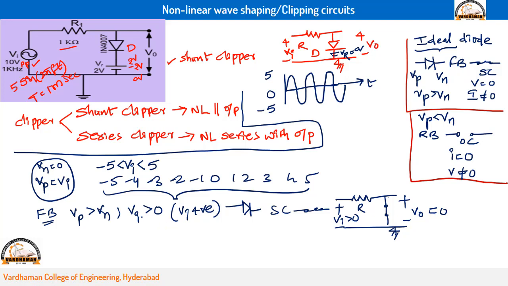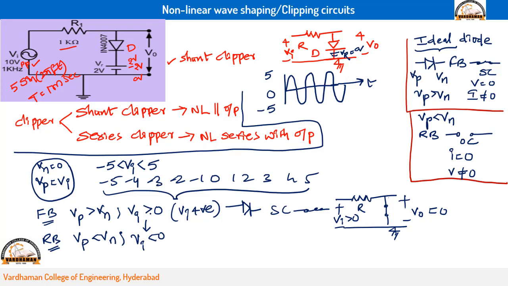So we have taken Vi greater than 0. Now the other case is Vi less than 0. That means you are looking for the reverse bias condition. Reverse bias means the condition is Vp less than Vn. Vp is nothing but Vi, and Vn is nothing but 0. So whenever Vi is less than 0, you can directly take this condition.